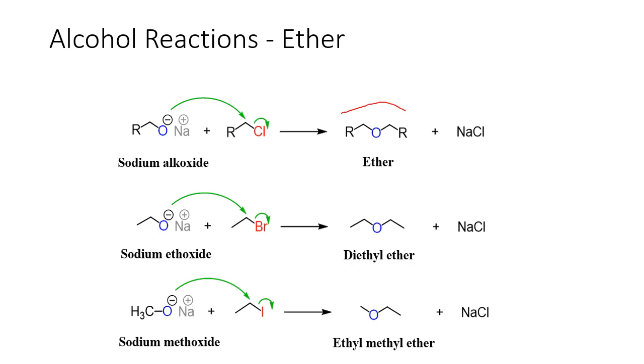This is the general formula of an ether. The oxygen has two alkyl groups, bound on both sides. So basically this is an ether. How do we prepare an ether from alcohol?